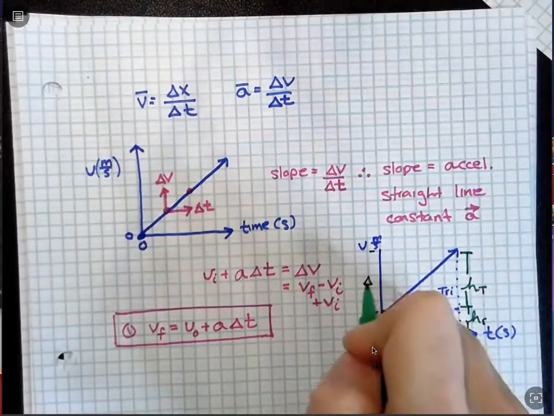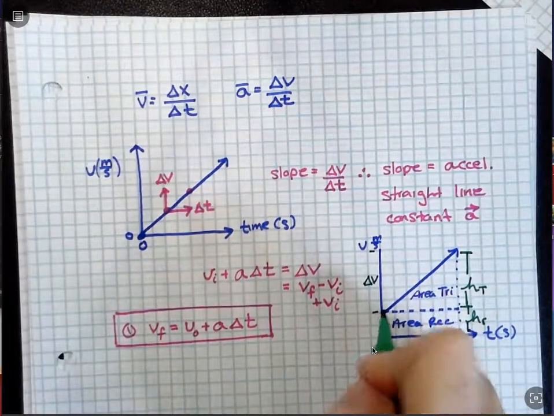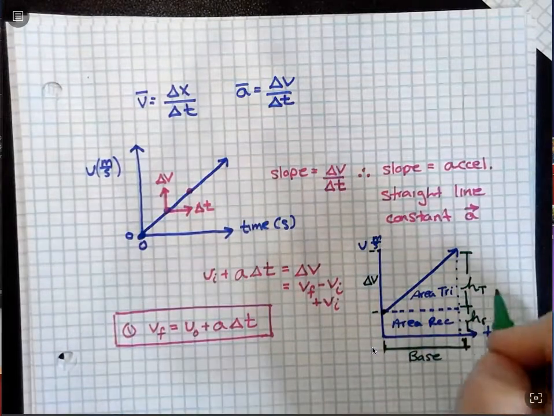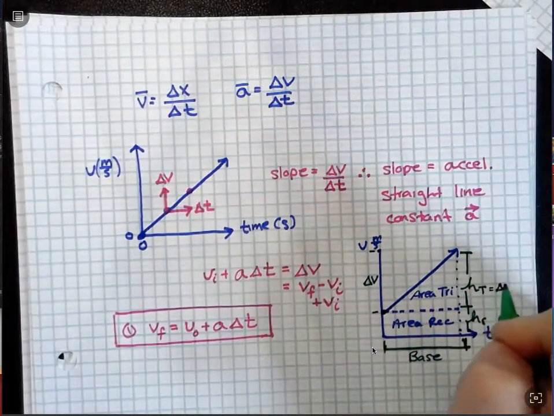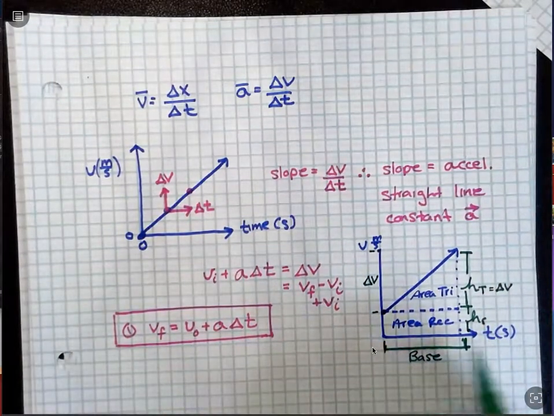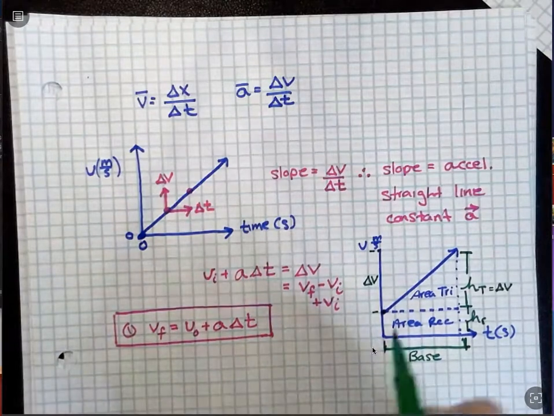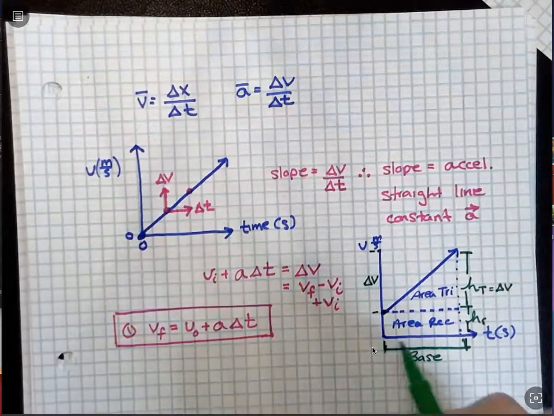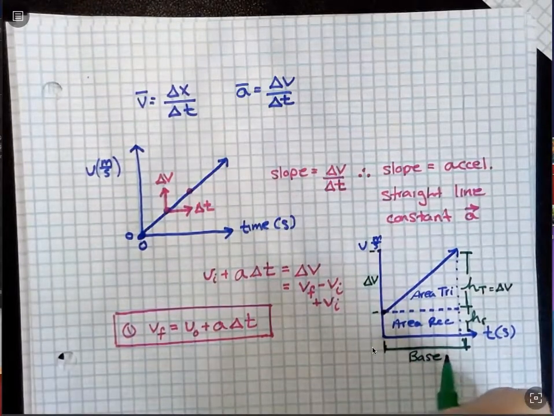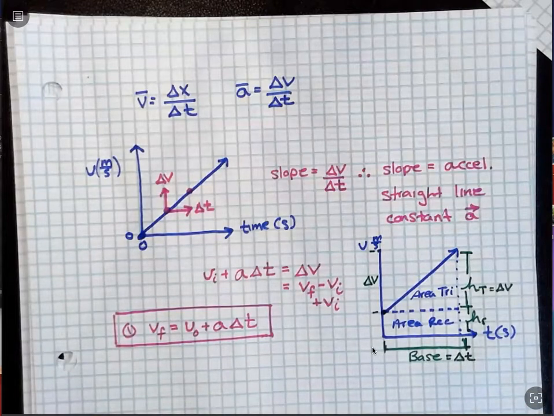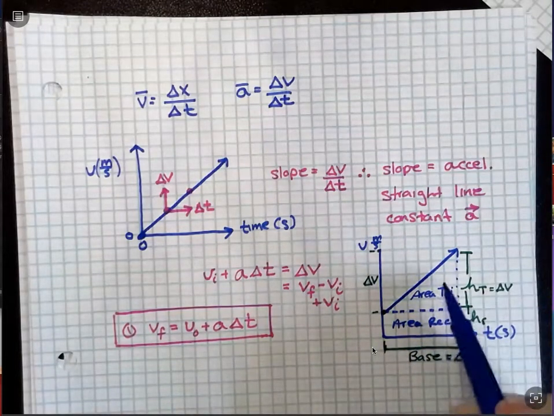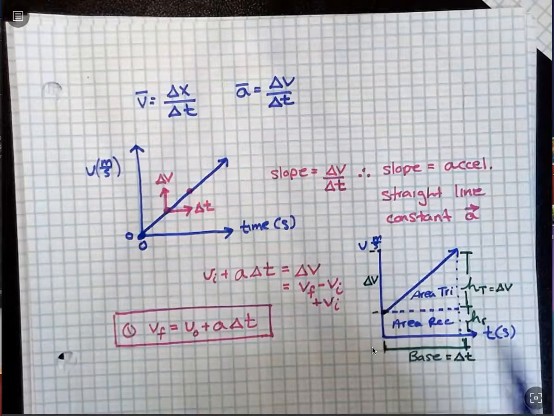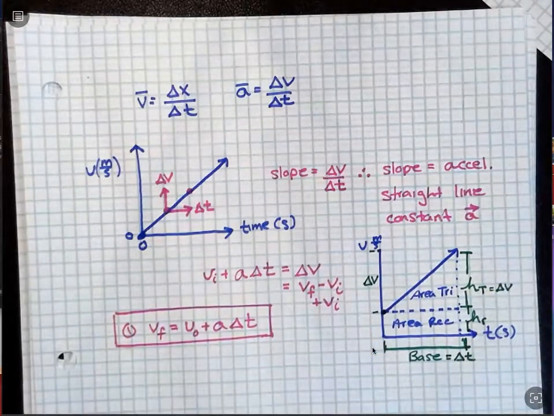This is a change in velocity. This is going from some velocity initial to some velocity final. This is a change in velocity. What's the base of that triangle? So the base of the triangle is the same as the rectangle, right? And that's just your change in time. So we can think about this area between the rectangle and the triangle as being the total displacement of the object.